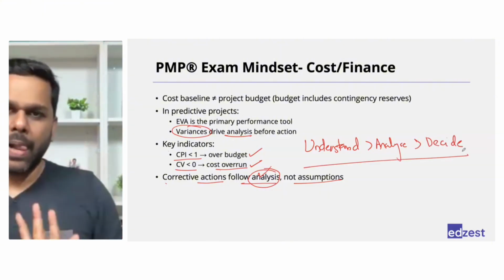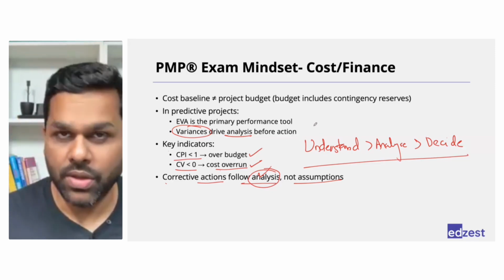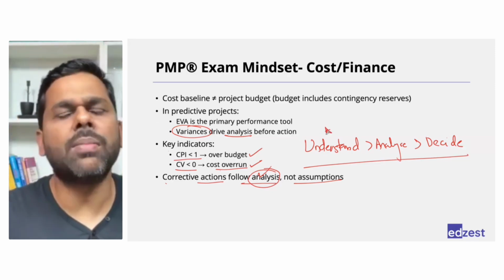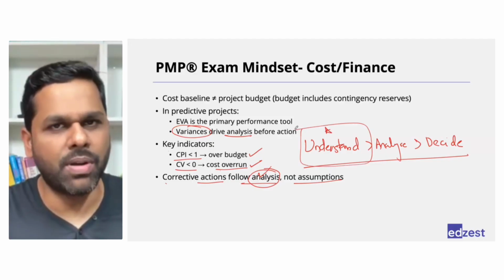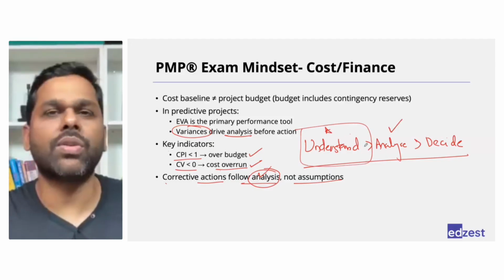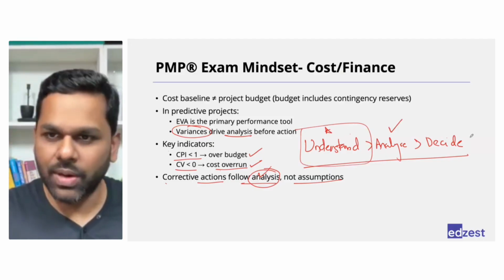Understand, analyze, decide. If the situation given in the question is talking about some problem, it means you have understood there is a problem. What will you do next? You will understand the root cause, and then you will decide the solution.